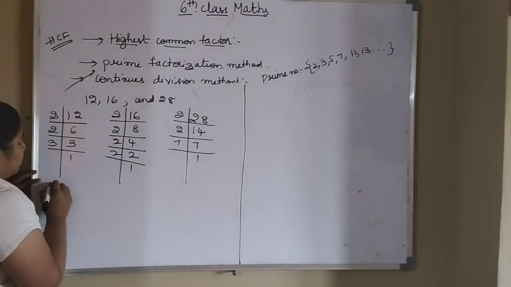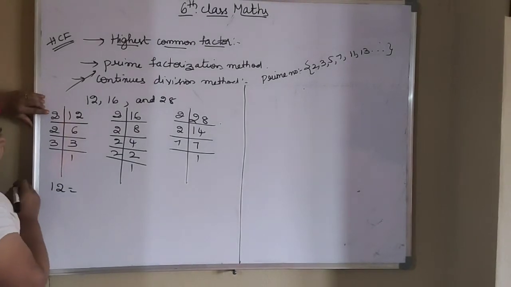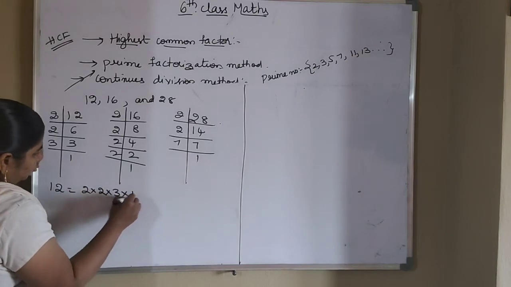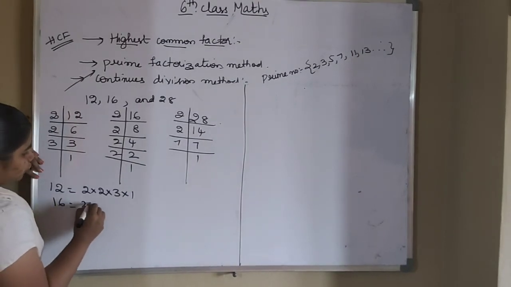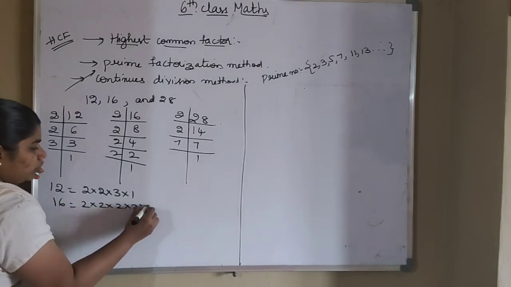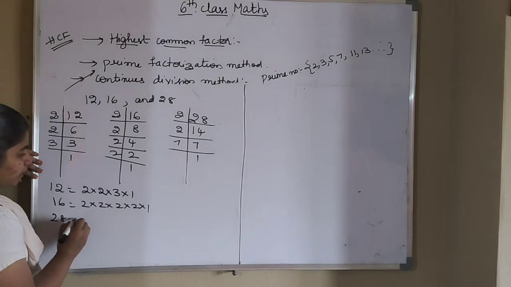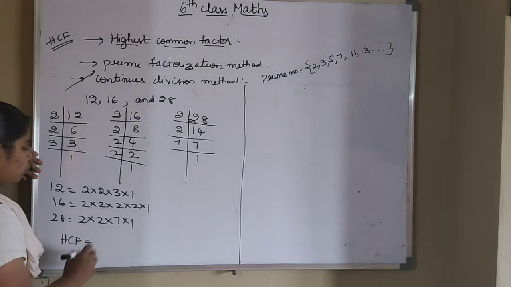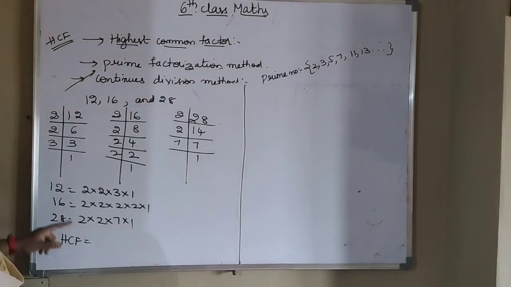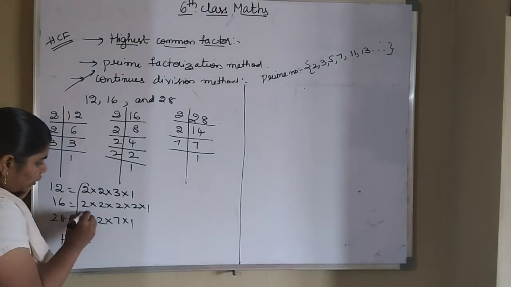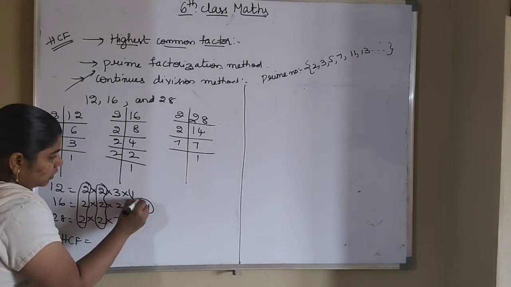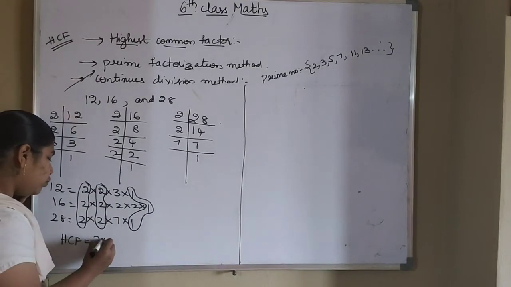Now 12, how can you write the factors of 12? 2 into 2 into 3 into 1. In the same way for 16, how can you write? 2 into 2 into 2 into 2 into 1. And for 28, how can you write? 2 into 2 into 7 into 1. So how to find the HCF value? We have to take the common numbers which are present in all 3 numbers. So what are the common values? 2, 2 and 1. So that is 2 into 2 into 1.